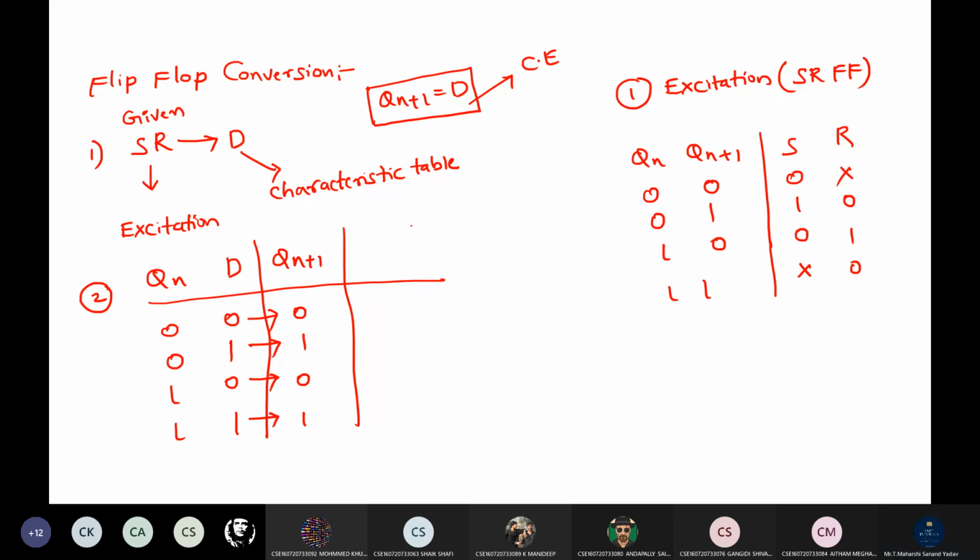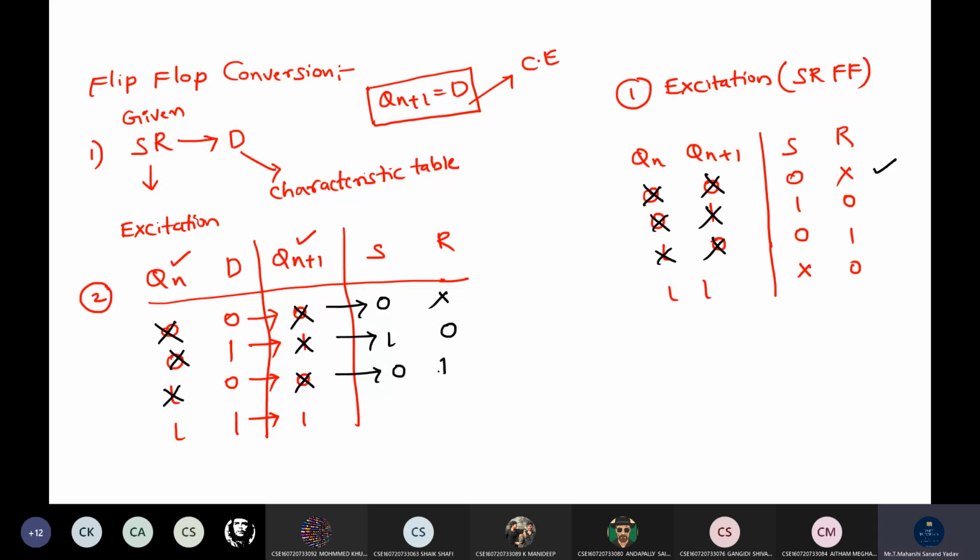Next, take S and R. Now simply compare the Qn plus 1 values from the excitation table and write them here. For 0 0, the value is 0, don't care. For 0 1, check from the table: 1 0. For 1 0: 0 1. For the last combination 1 1: don't care, 0.